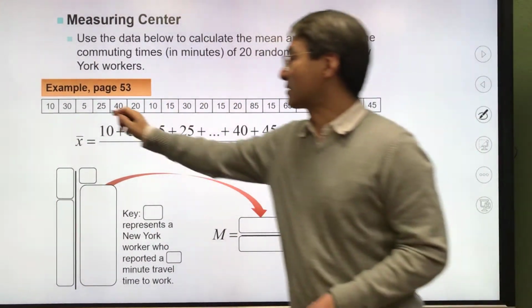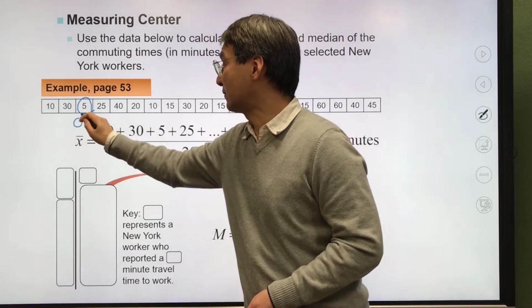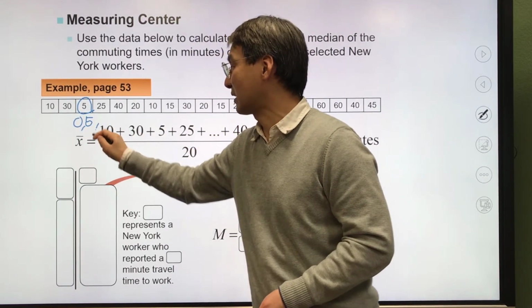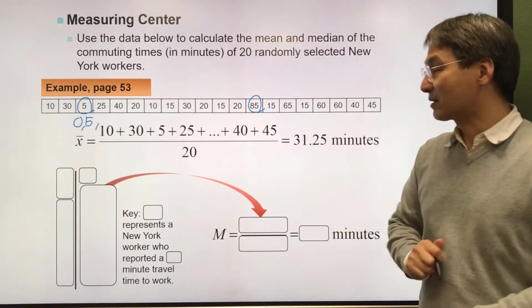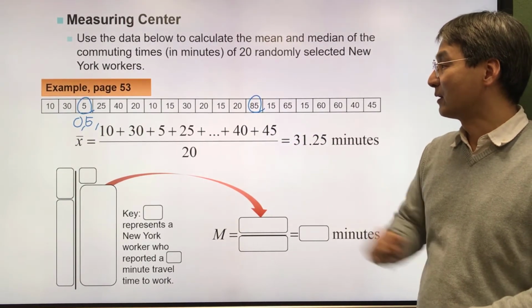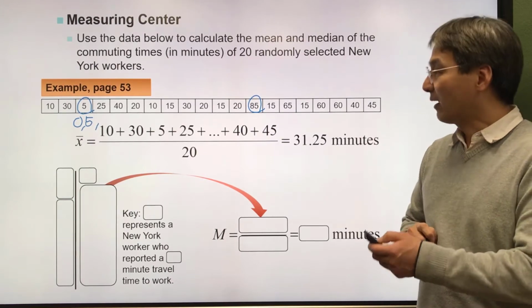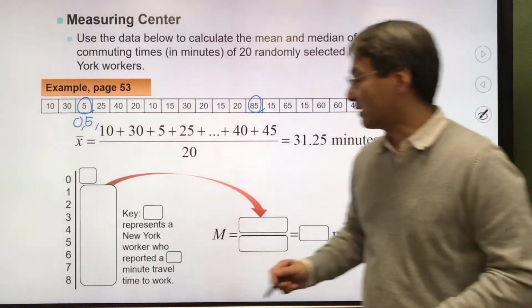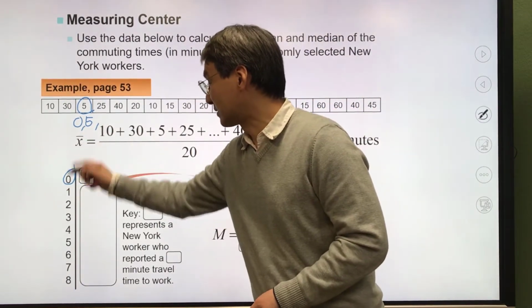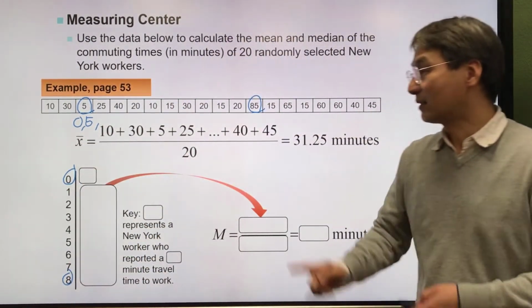The smallest number is 5. So this is 0, 5, where the first digit is 0 and the second one is 5. And let's say this is the largest number, the greatest number, 85. So the stem has 0 through 8. The first number is 0, the last number is 8, and this is the stem.